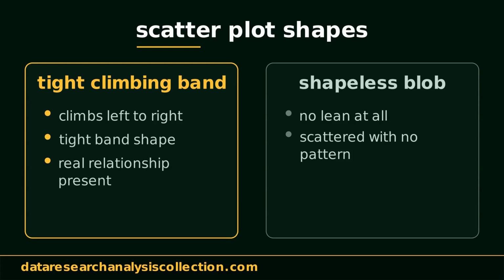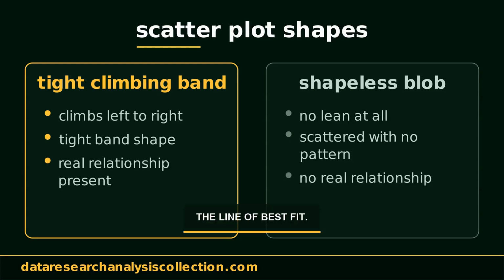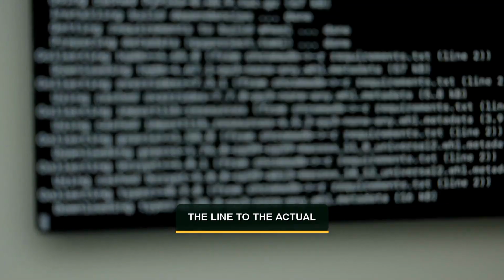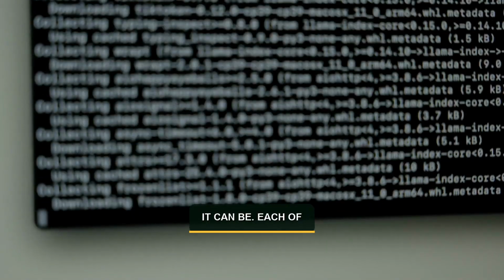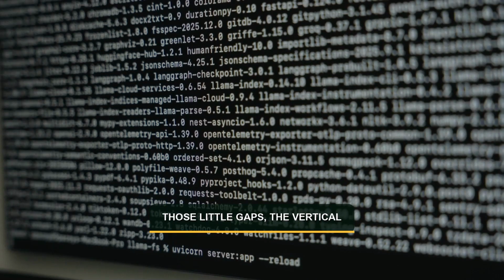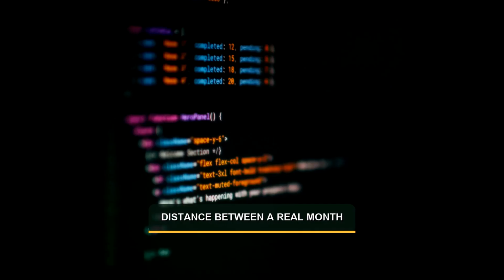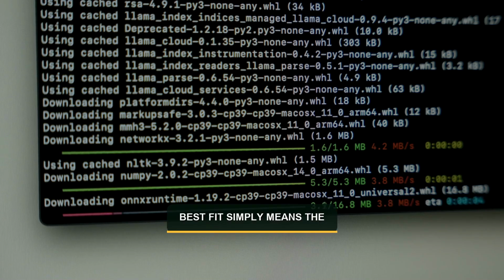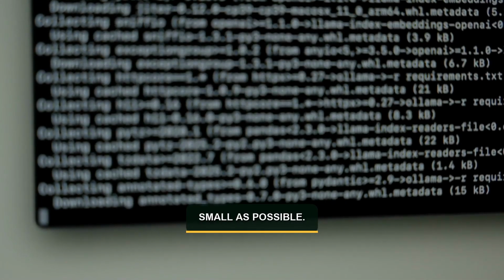When there is a trend, regression finds what people call the line of best fit. That is the single straight line that sits as close as it possibly can to all of your dots at once, splitting the difference so the total distance from the line to the actual points is as small as it can be. Each of those little gaps, the vertical distance between a real month and where the line said it should be, is called a residual. Best fit simply means the line that makes the whole pile of those misses as small as possible.